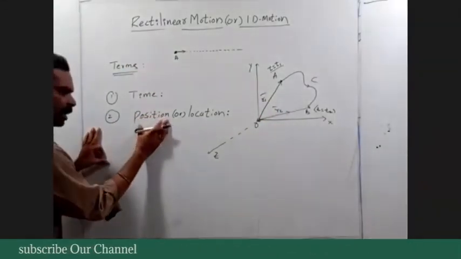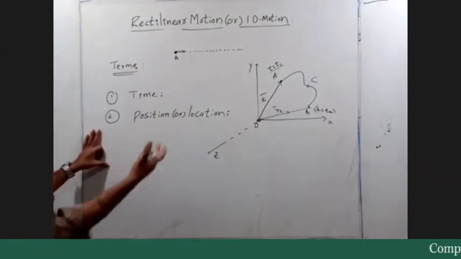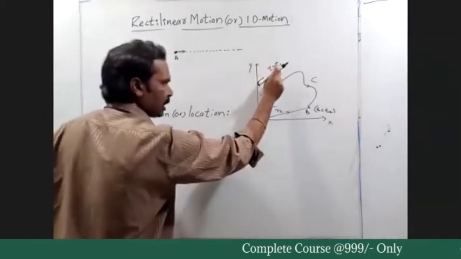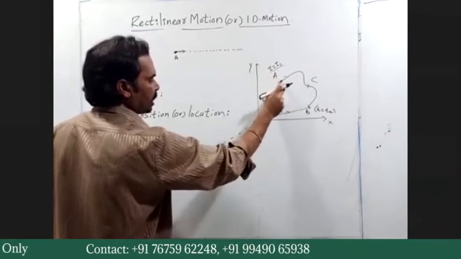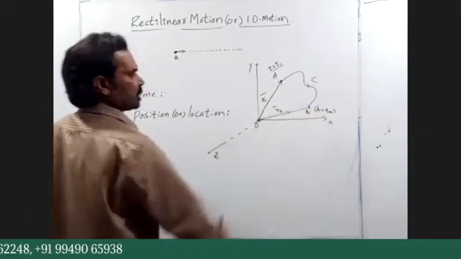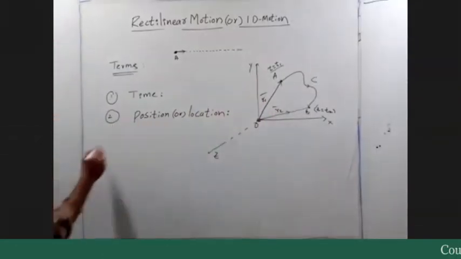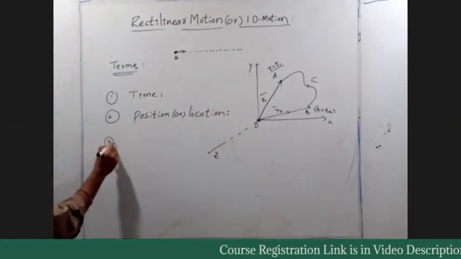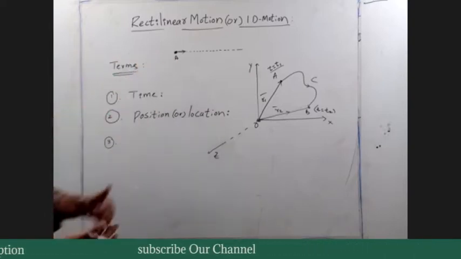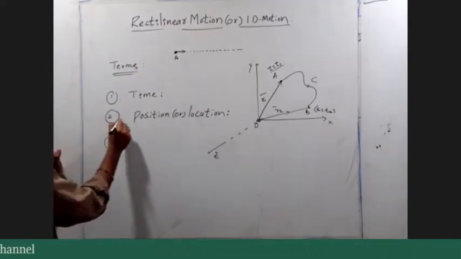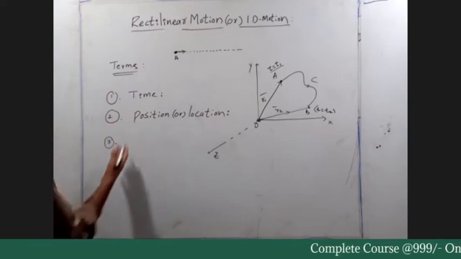This is the second quantity we are using to define the position or location of a moving particle at a particular moment. At T equal to T1, this is the position of the particle, and at T equal to T2, this is the position of the particle at B. The next term we use to define rectilinear motion, or one-dimensional motion, you know already, so you can just write down those expressions.